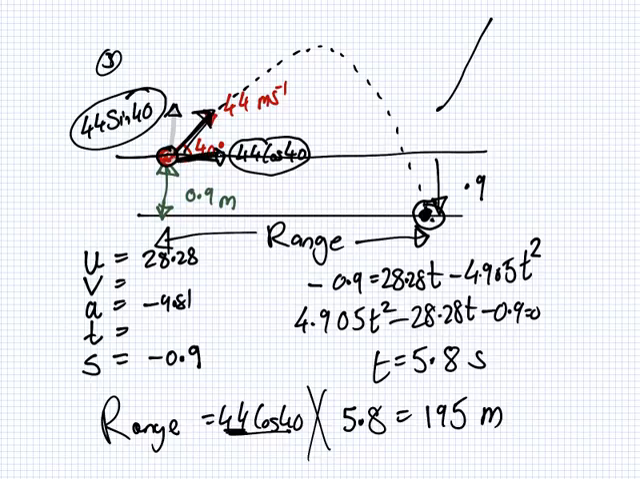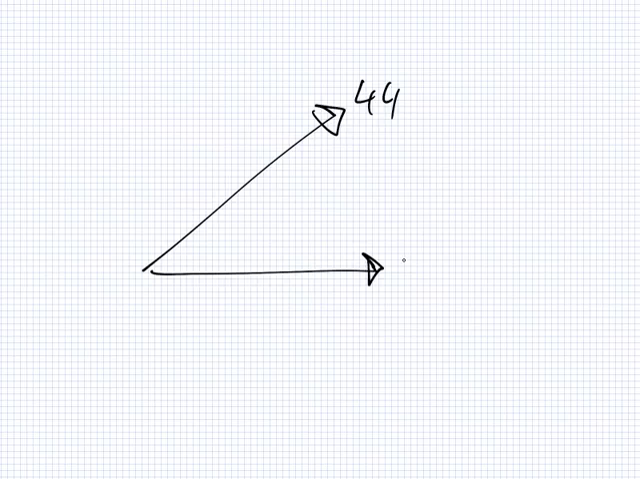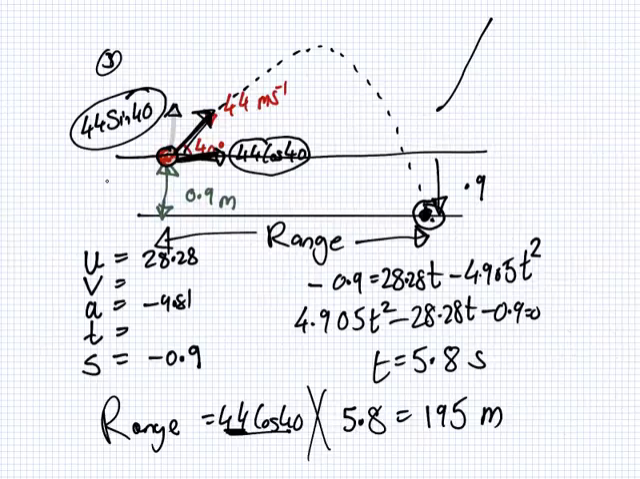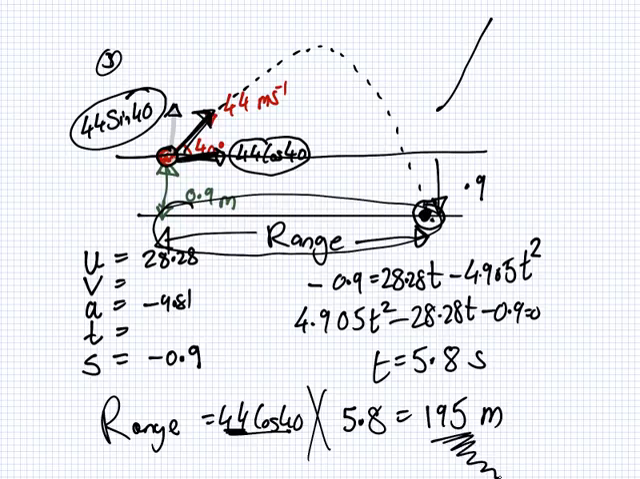This here is 44. This is the one I want, 44 cos 40, because it's in the x. And this one I used earlier, 44 sine 40, because it's in the y. Because we're looking for the distance in the x, the horizontal distance. So 195 is the answer here. So did we get it?